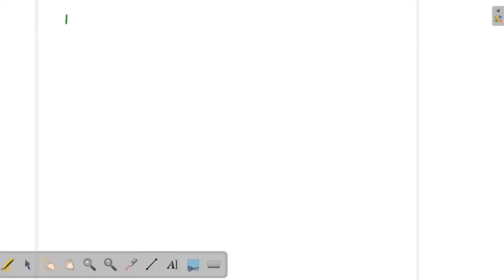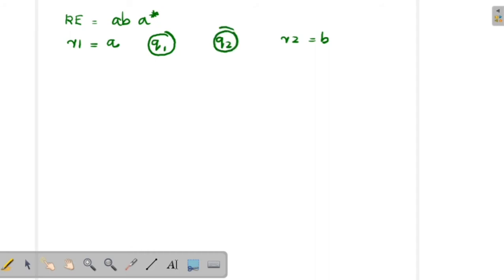next we construct the epsilon NFA for the regular expression AB A star. Okay. So we can split the expression. Here there are two alphabets A and B. So we can write R1 is equal to A and R2 is equal to B. Okay. So you know how to draw the epsilon NFA for R1 is equal to A. That is Q1, then Q2. There is a transition from Q1 to Q2 over the alphabet A. Right. Similarly, in the case of R2 is equal to B, here it is Q3, then Q4.